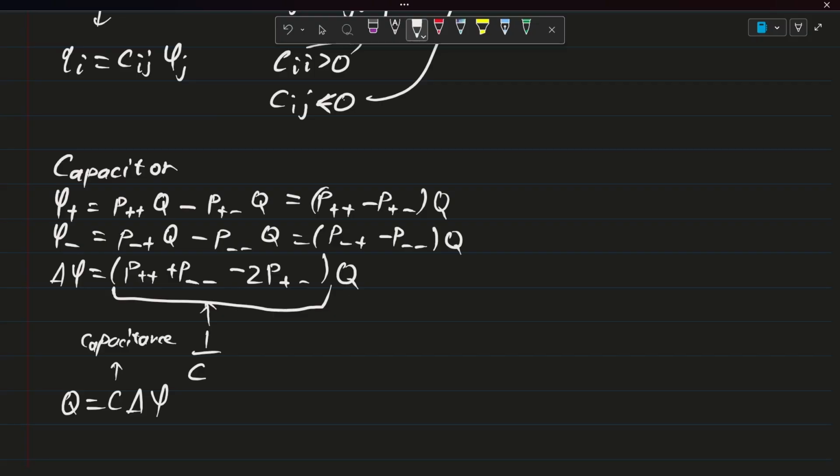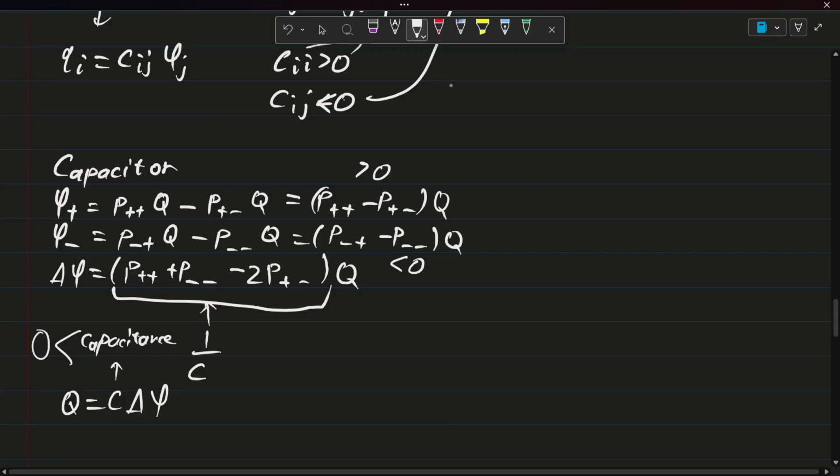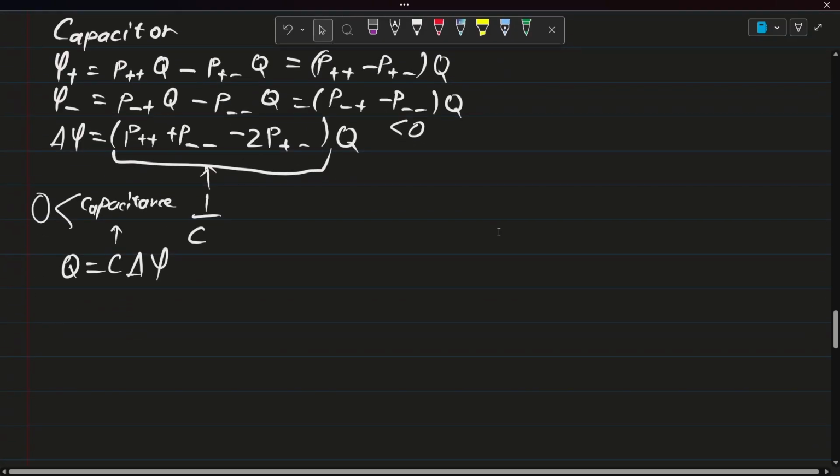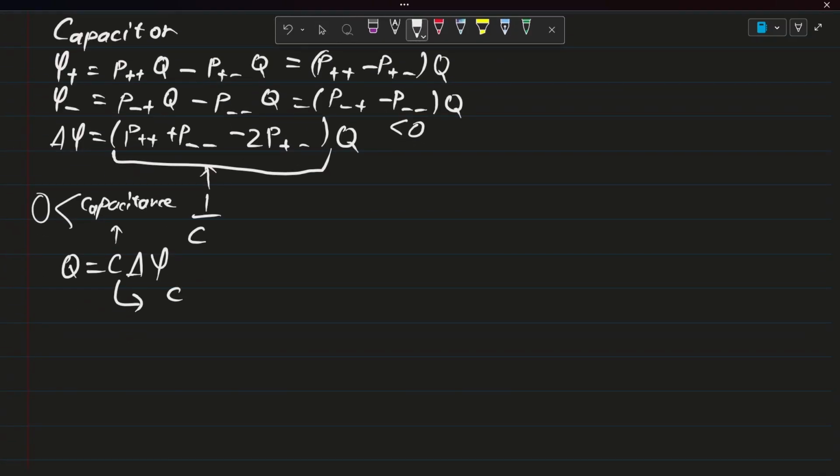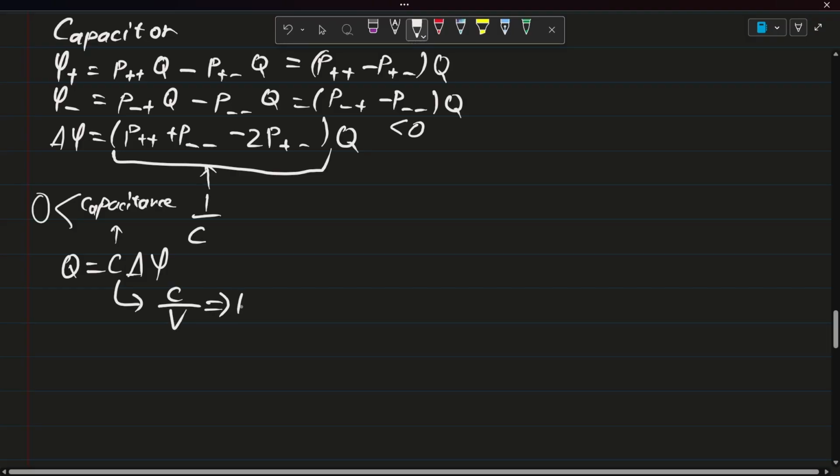So from the equation that we have here, P positive positive and P positive negative, we know that this should be greater than 0. But the P negative positive minus P negative negative should be less than 0. And subtracting them both would give your capacitance to always be greater than 0. So it's a very unique property of the coefficient of potential that gives us the capacitance to be greater than 0, always. And for the electrical engineers out there, you might be asking what the unit of the capacitance is. This is defined to be coulombs over volt, or the farad.